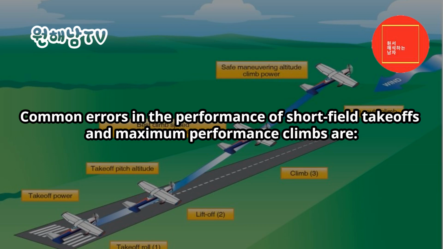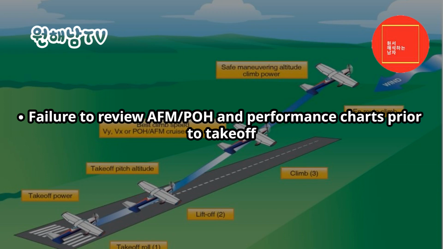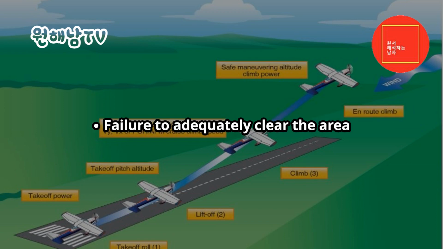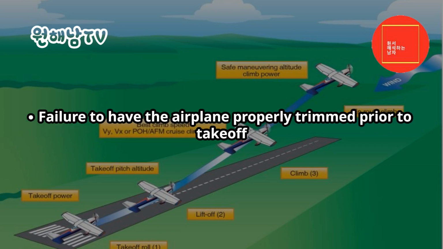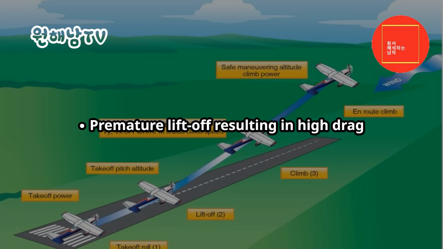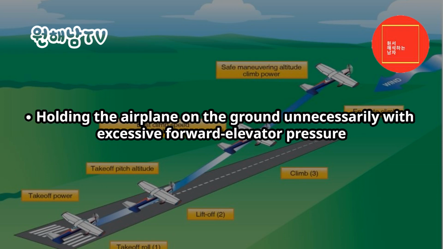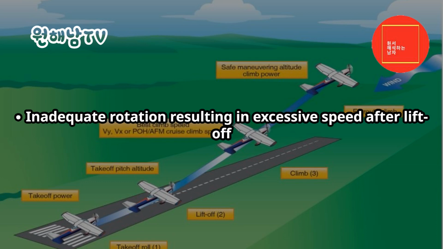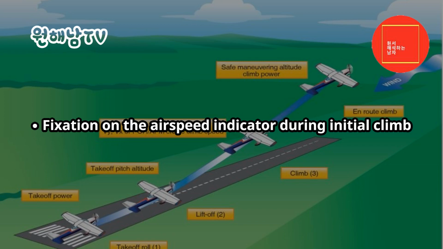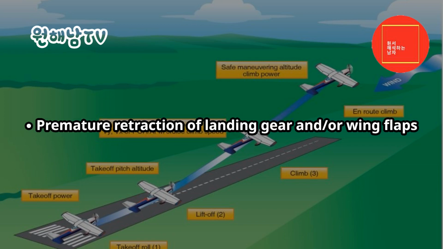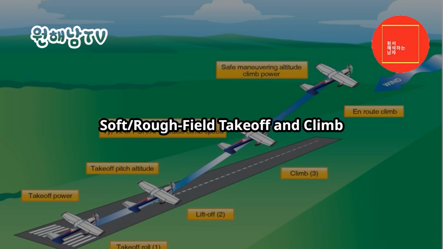Common errors in the performance of short-field takeoffs and maximum performance climbs are: failure to review the FMPOH and performance charts prior to takeoff, failure to adequately clear the area, failure to utilize all available runway takeoff area, failure to have the airplane properly trimmed prior to takeoff, premature liftoff resulting in high drag, holding the airplane on the ground unnecessarily with excessive forward elevator pressure, inadequate rotation resulting in excessive speed after liftoff, inability to maintain VX, fixation on the airspeed indicator during initial climb, premature retraction of landing gear and/or wing flaps.